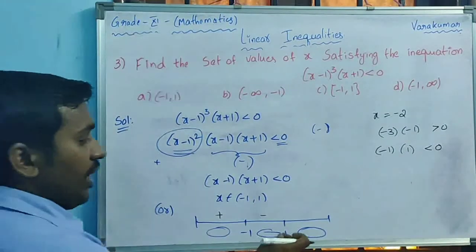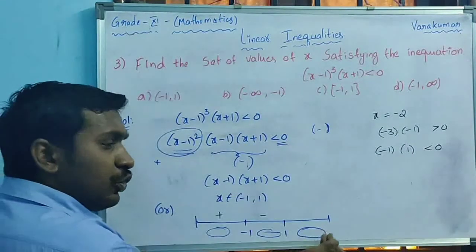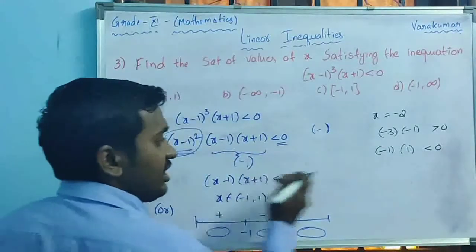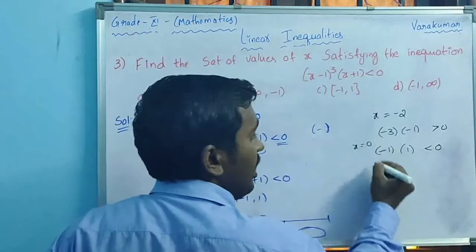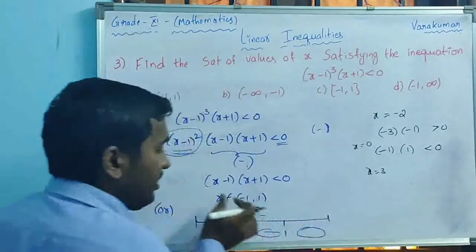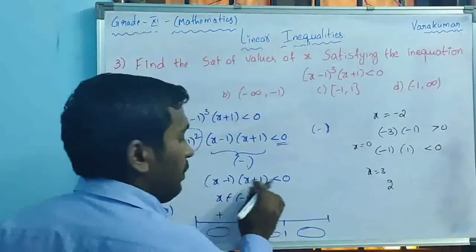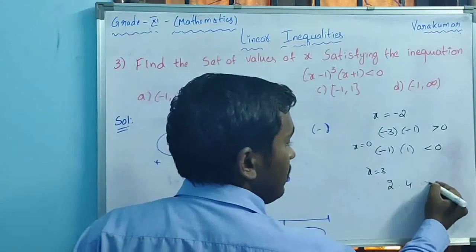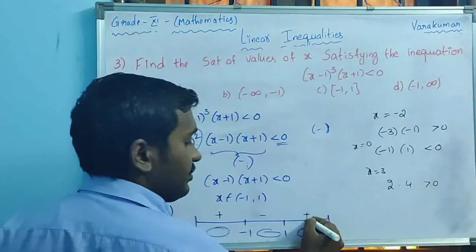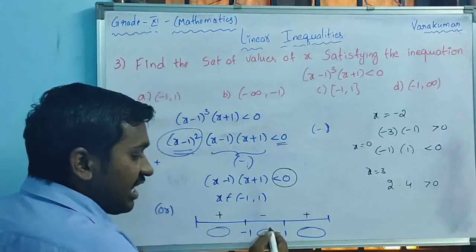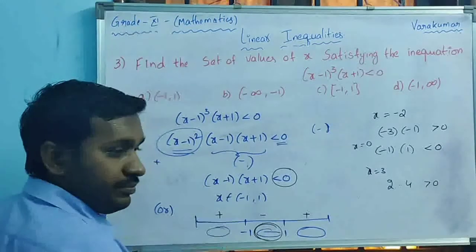Next one, 1 above. Suppose you take 2 or 3. So I am taking 3. Here I took x values, I am taking x equal to 3. If I am taking 3 minus 1, that is 2. 2 into 3 plus 1 is 4. This is also greater than 0, so it is positive. But the question says that it is less than 0. Less than 0 satisfies only this region.